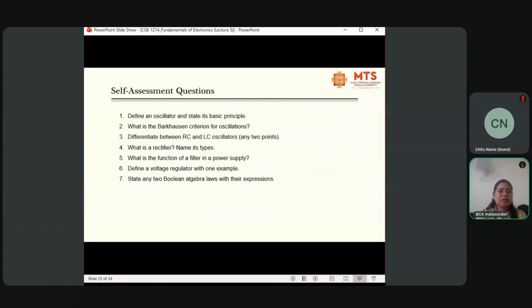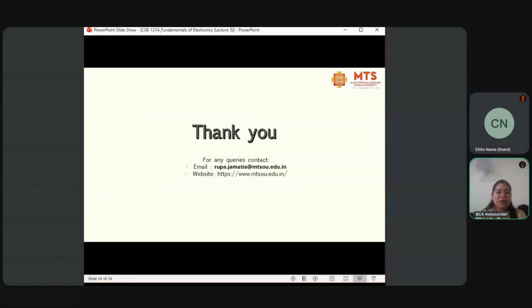These are the self-assessment questions. Whatever we have explained in this lecture, these are the self-assessment questions. You go through them, solve by yourself, and understand. If you have any queries, you can email or text your queries on WhatsApp as well.